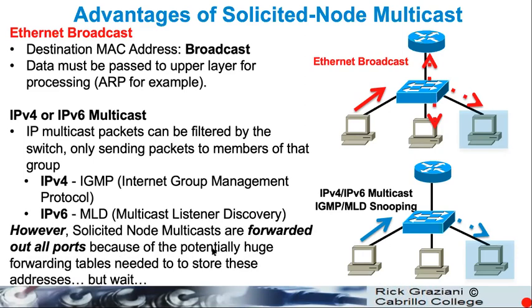Solicited node multicasts are always forwarded out all ports by the switch. In IPv4 and IPv6, we have ways to filter some multicast addresses. But a solicited node multicast actually gets flooded or forwarded out all ports by the switch.